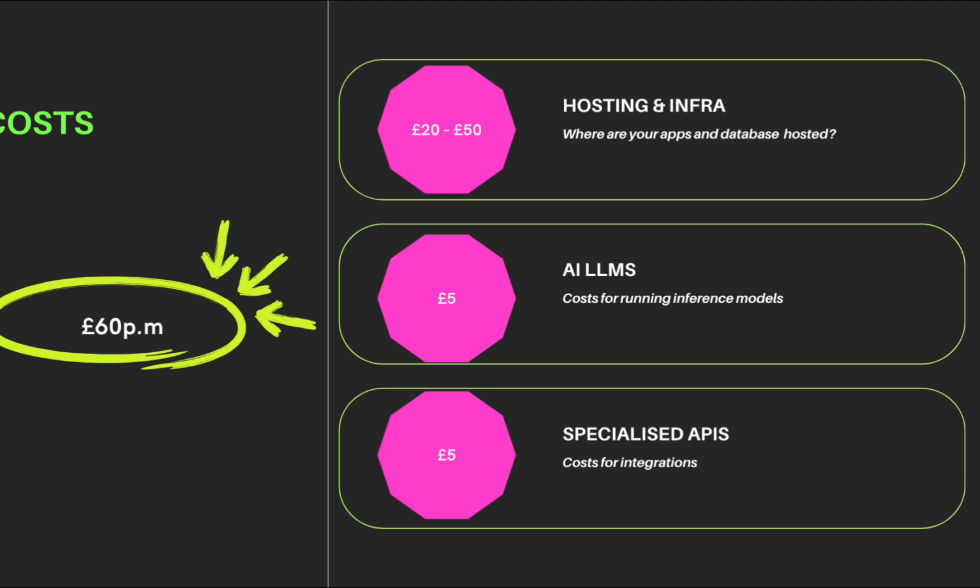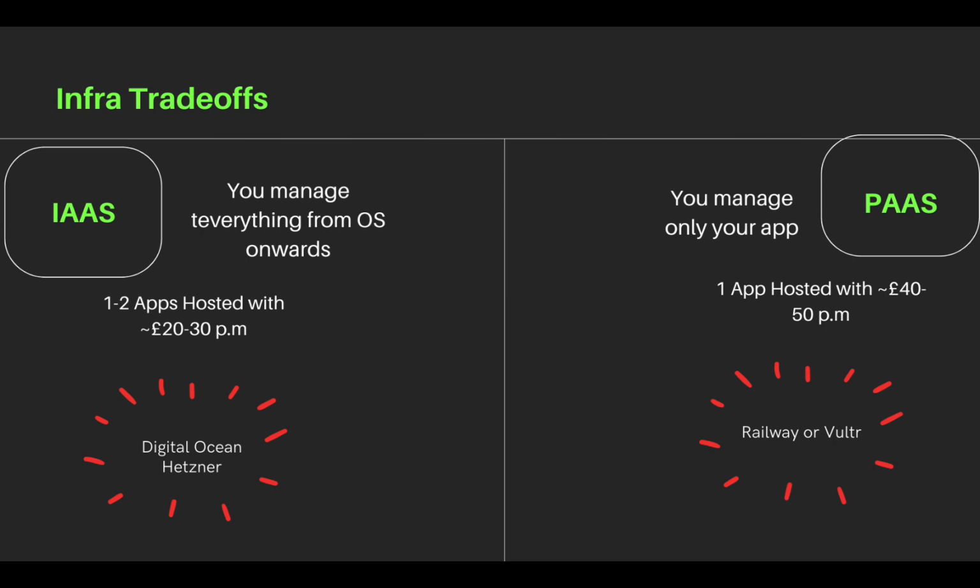We also need APIs because let's face it, we are going to build AI apps which integrate with the rest of the universe. And there are APIs out there, or there are other agents that we may want to talk to, which may incur a cost, right? So this is not huge. I've just budgeted about £5 a month. The biggest chunk comes in hosting and infra.